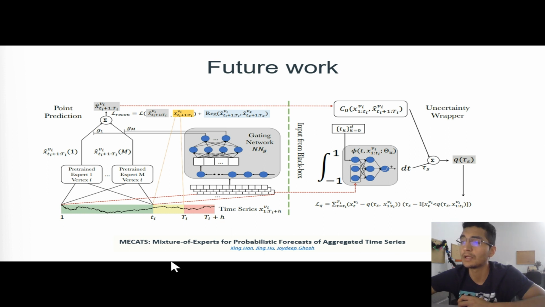So this is a paper I recommend you follow. It's the mixture of expert probabilistic forecast of aggregated time series, and they provide all the code for running it. It's a pretty interesting paper, and they were successful in implementing that. So what we found out is that we have to modify our approach.